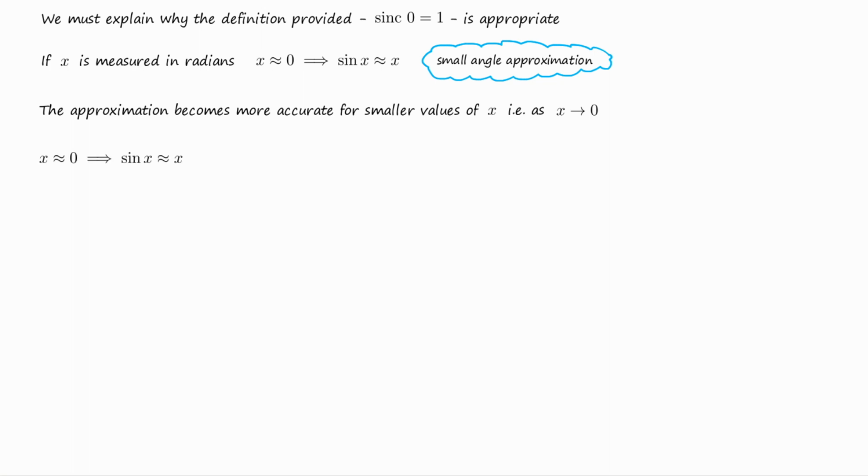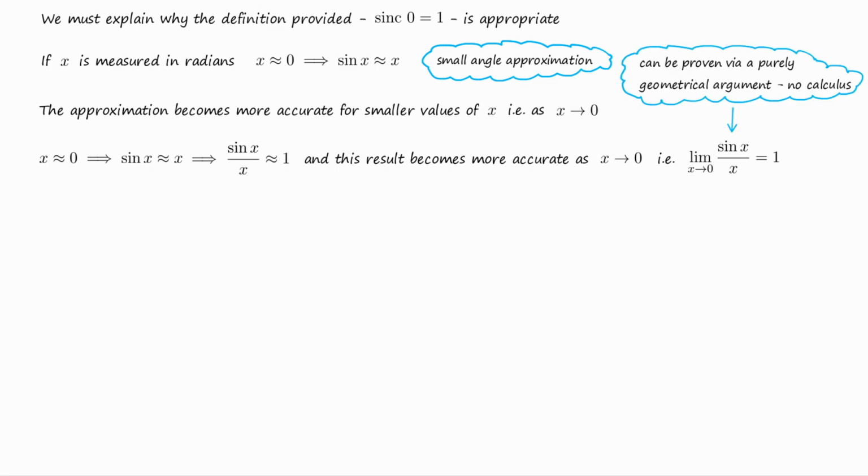And so we have that if x is close to 0, then sin x is close to x, so that sin x over x is close to 1. And this is an approximation that becomes better as x gets smaller, as x gets closer to 0. And so we can say that the limit as x tends to 0 of sin x over x equals 1. And in fact that result can be proven by a purely geometrical argument involving no calculus. However, we haven't been asked to prove this result in this question, so I'm not going to do so here.